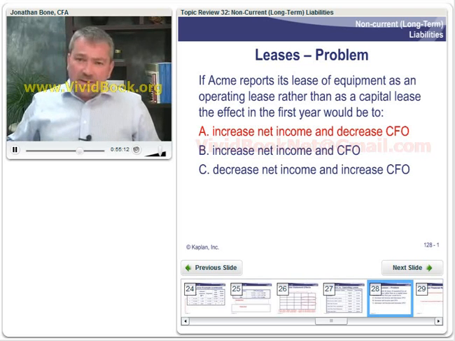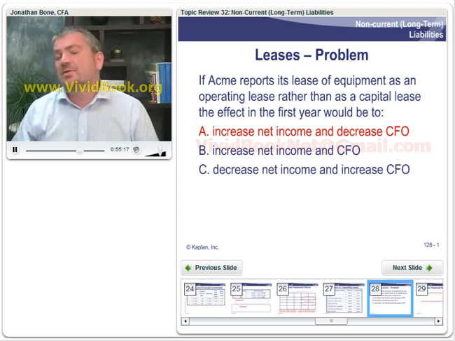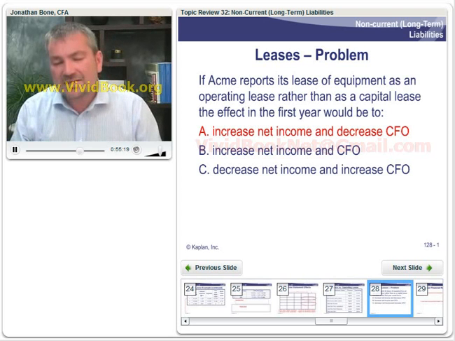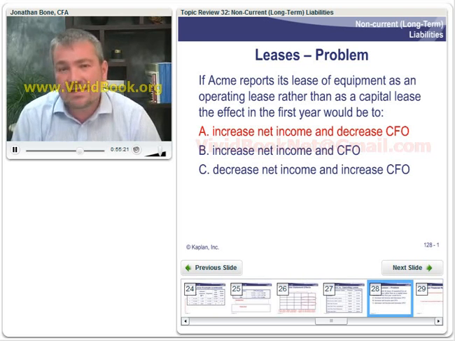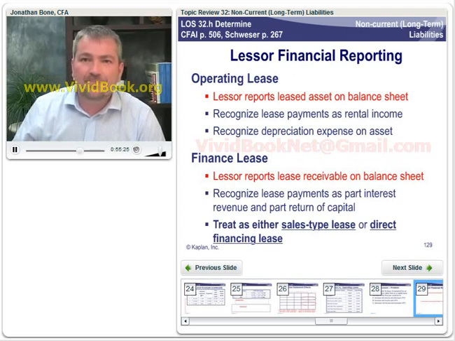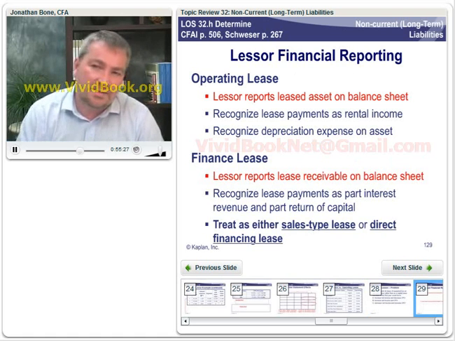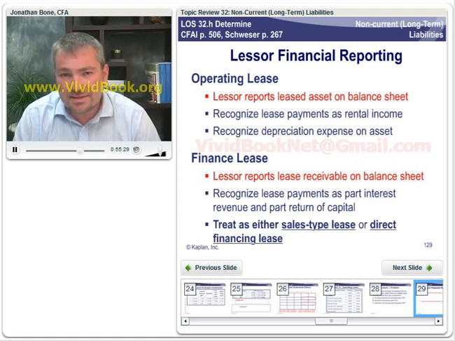Okay, so we've been looking at how to account for a lease from the lessee's point of view. Remember, the lessee is the person who essentially rents the asset and uses it. The lessor, of course, is the person who owns it. So we're now going to turn our attention to lessor accounting. Now again, we're going to make the distinction between operating leases and finance leases.